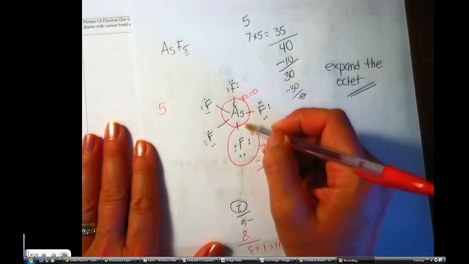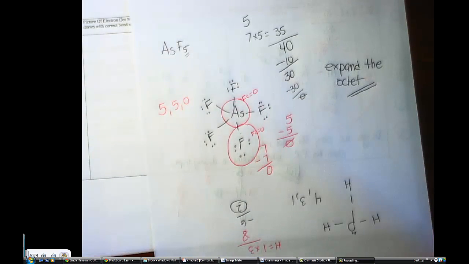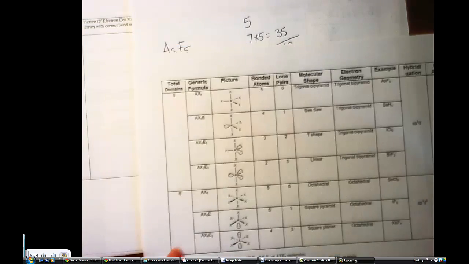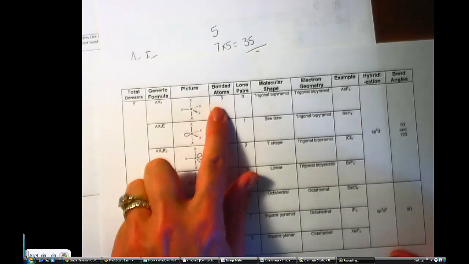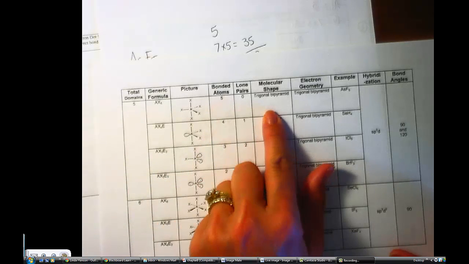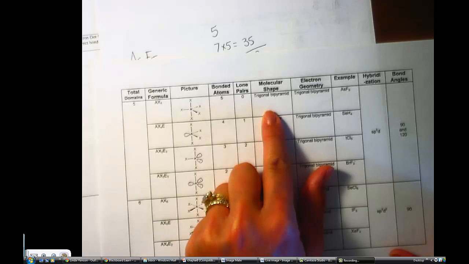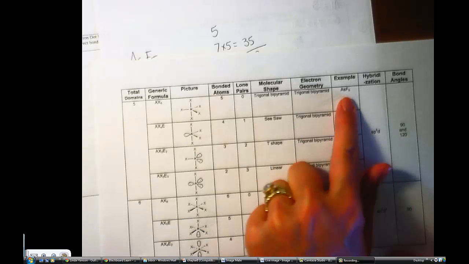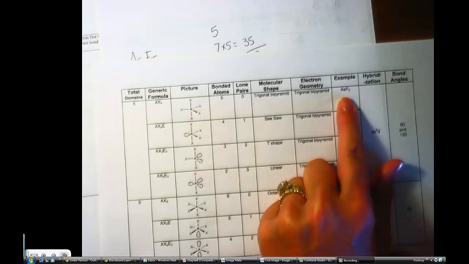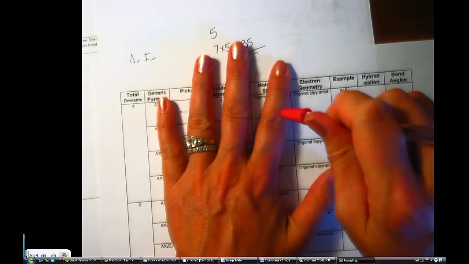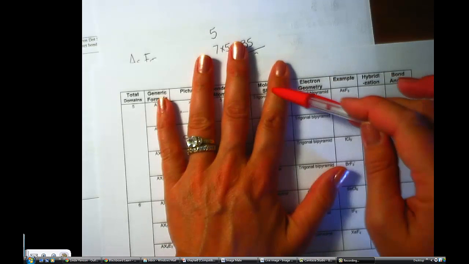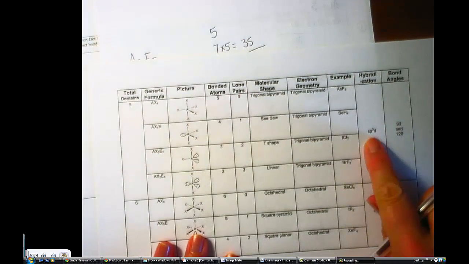So we had 5 domains, all 5 were bonded, 0 were unbonded. On the VSEPR chart, we need to find the 5, 5, 0. 5 total domains, all 5 were bonded, 0 were unbonded. It's now going to have a molecular shape of trigonal bipyramidal, which is also the electron geometry, trigonal bipyramidal. And there's our molecule AsF5. There's 5 domains, so s, p1, p2, p3, d1. There are only 3 p orbitals, right? So s, p, p, p, d1 are the 5 domains: sp3d.